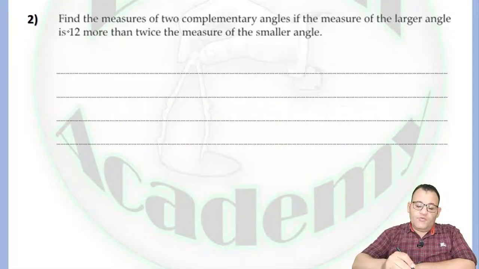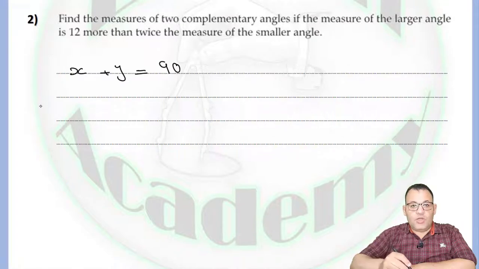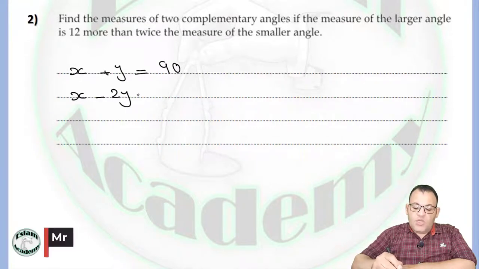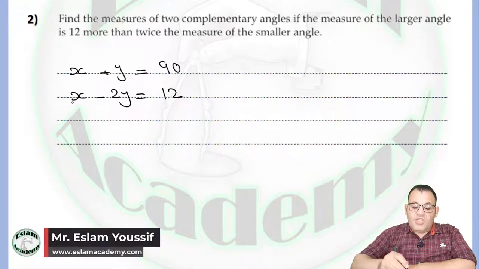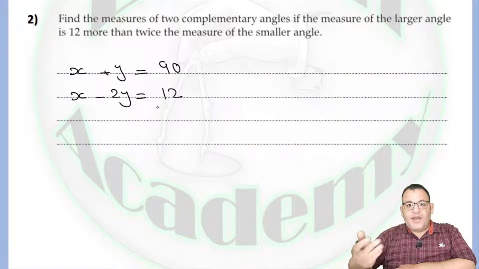In this problem, we need to find the measure of two complementary angles. Because they are complementary, their sum equals 90 degrees. Let the first be x and the second be y. Their sum is equal to 90 degrees. If the measure of the larger angle is 12 more than twice the measure of the smaller angle, let the greatest angle be x and the smallest be y. So x minus twice the smallest one equals 12, because the larger is greater than twice the smaller by 12. 7 is greater than 5 by 2, which means 7 minus 5 equals 2.